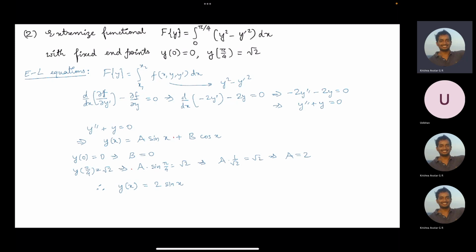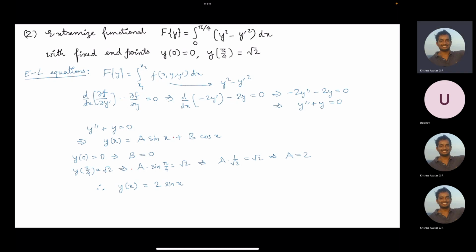Okay. Now the third question in this series is J of y, which happens to be a function from a to b, the integral of y squared plus y prime squared plus 2y e to the power x dx. And we are asked to determine the general solution of the extremizer. So the integrand of the functional here is f, which is equal to y squared plus y prime squared plus 2y e to the power x.